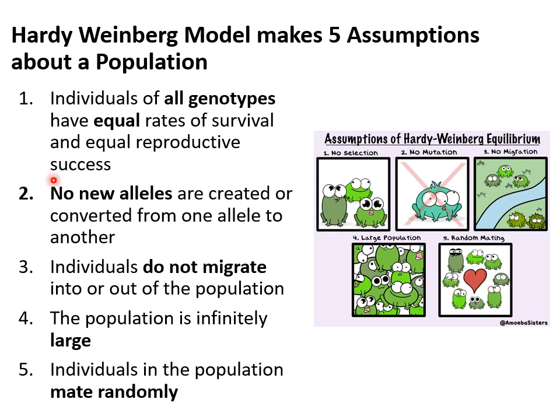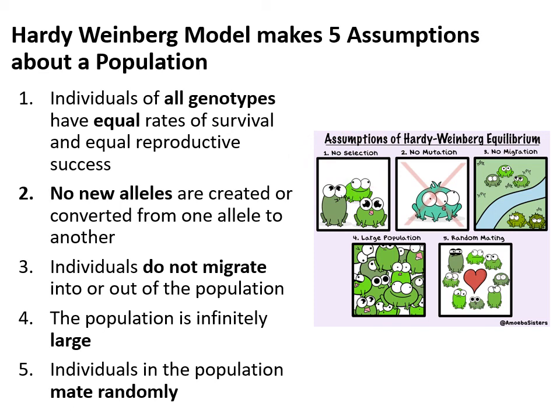The first one here is that individuals of all genotypes should have equal rates of survival and equal reproductive success. Basically what that means is, if you look at the figure here, no selection would be going on in a population that's at equilibrium.